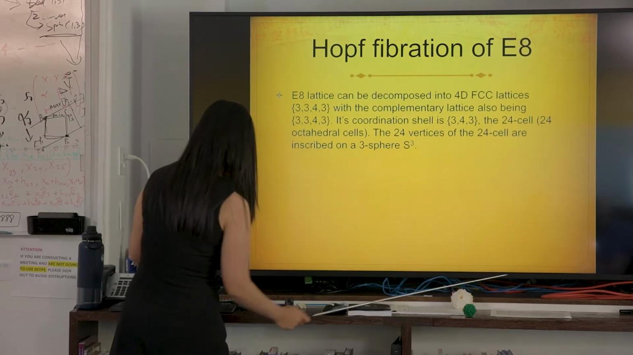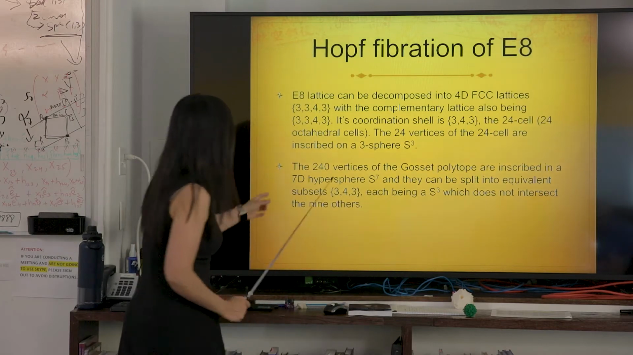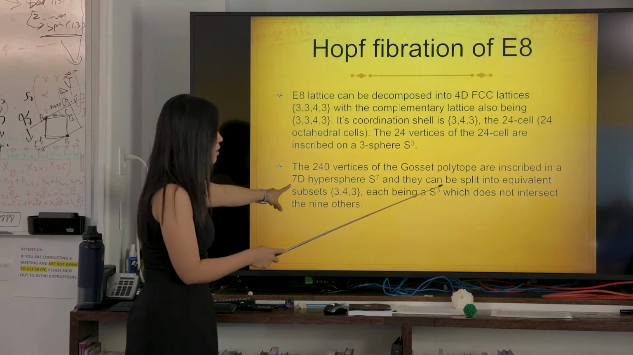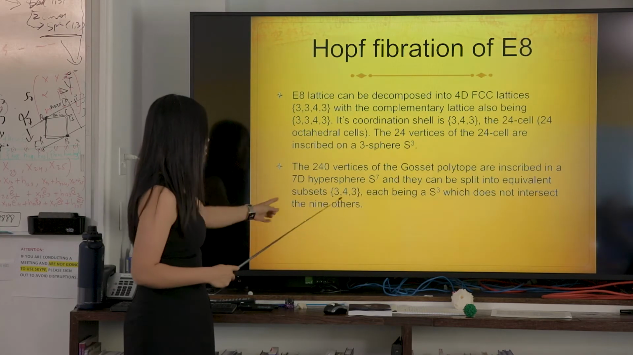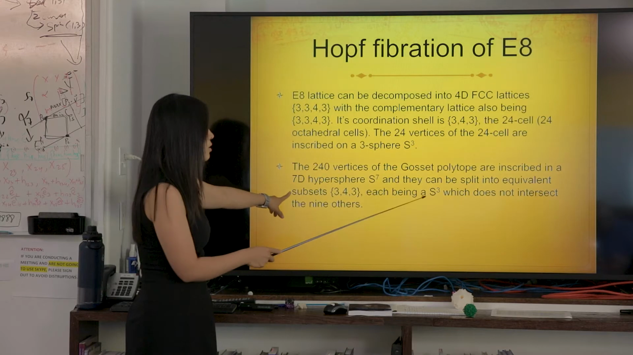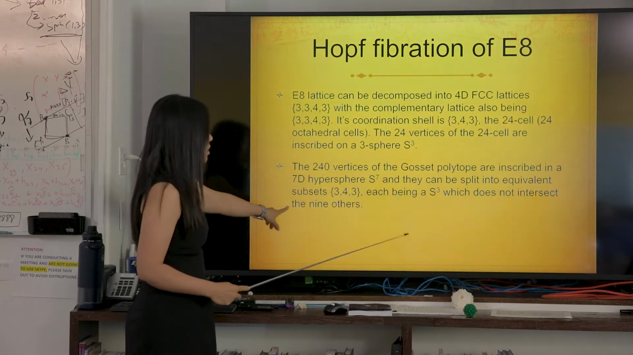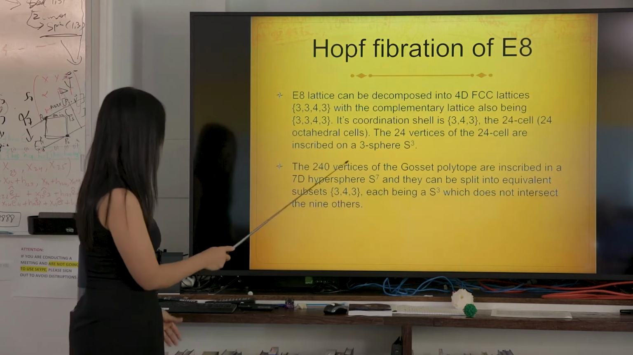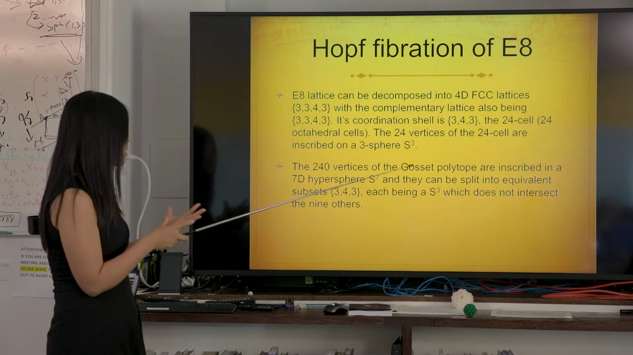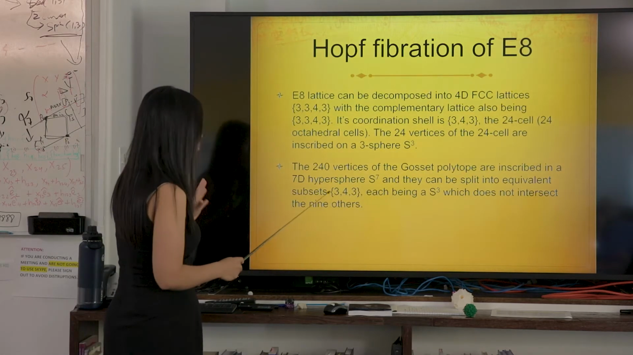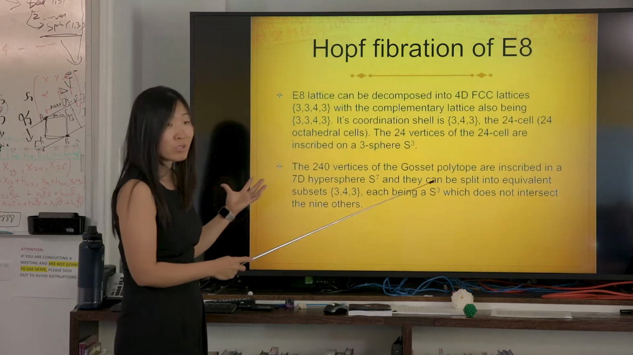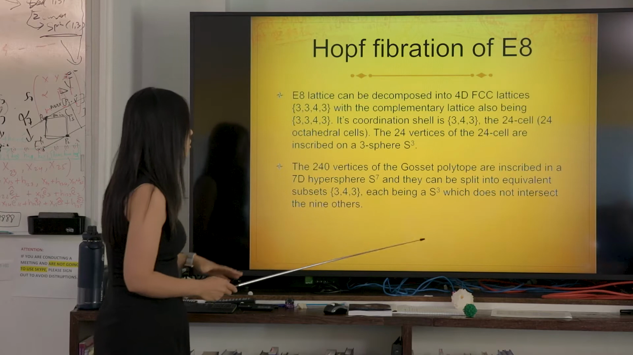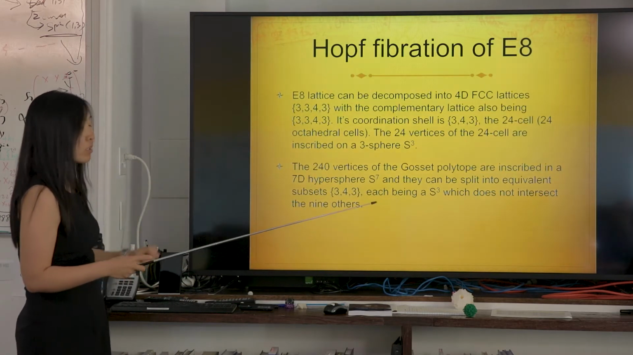So from there, the 240 vertices of the Gosset polytope are inscribed in a 7-dimensional hypersphere S7, and they can be split into equivalent subsets of the 3, 4, 3, each being an S3, which does not intersect the 9 others. So just these 240 vertices live on S7, and it can be fibrated into these fibers of the 24 cell, which each 24 cell live on a 3 sphere. So like 10 fibers total, right? So 240, and so 24 for 24, each 24 on a 3-sphere. And so then these fibers live in a 4-dimensional space.